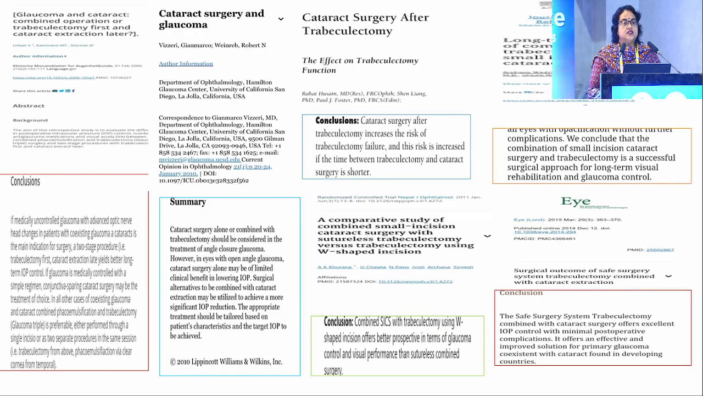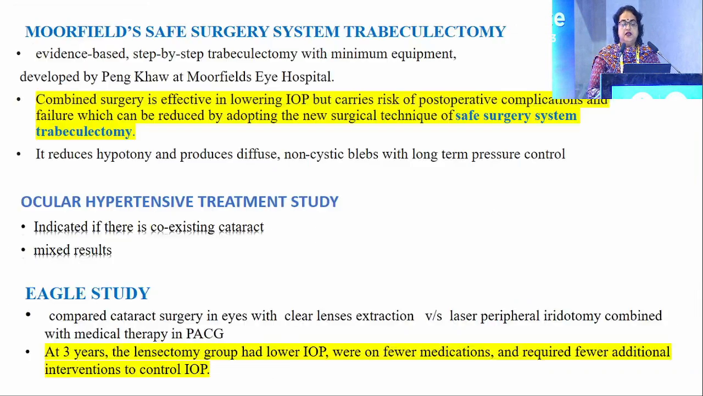There are various studies. Some have mixed results, some advise one procedure, some advise a sequential approach, but the landmark studies are the Moorfields Safe Surgery System, which states that combined surgery is effective in lowering IOP but carries the risk of post-op complications and failure, and these causes of failure can be reduced by adopting the safe surgery system of trabeculectomy. The Ocular Hypertension Treatment Study has mixed results on combined or sequential surgery.